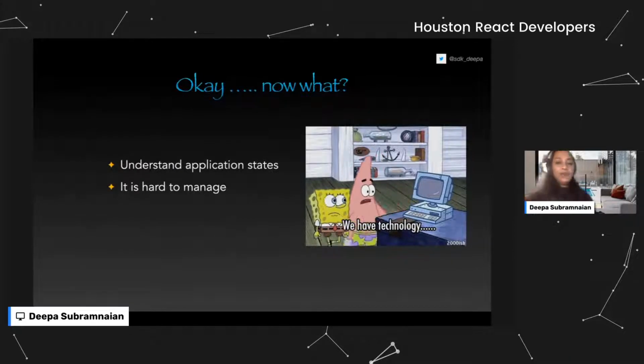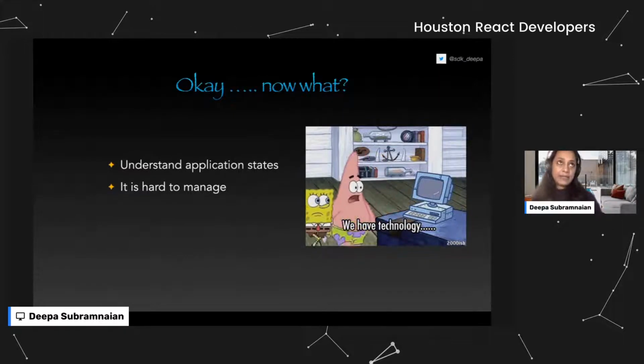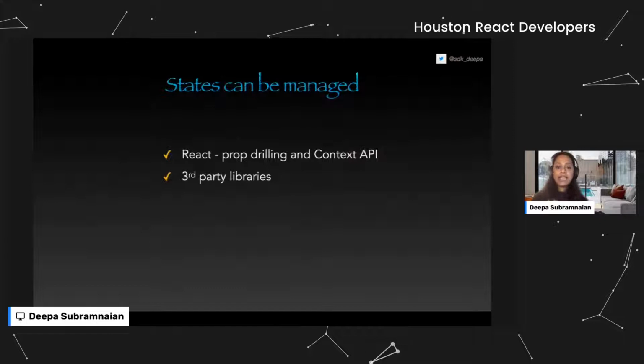So, okay, we saw what state is. We know it's hard to manage. So what do we do now, right? Is there any way out? Yes, there is. State can be managed using React's prop drilling and context API, or using third-party libraries.